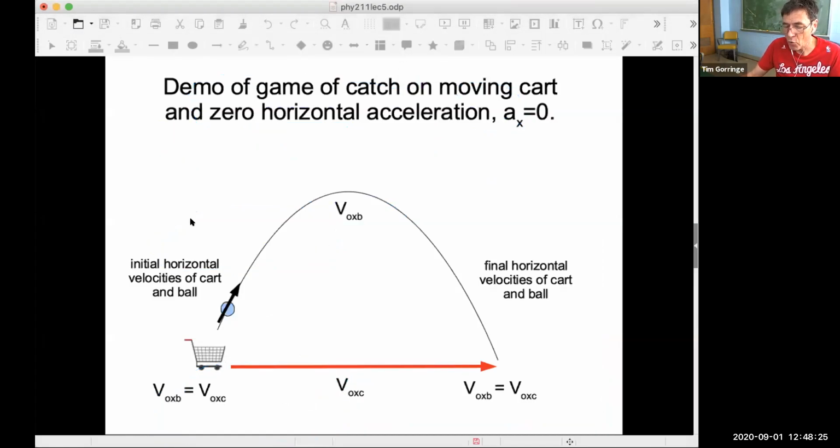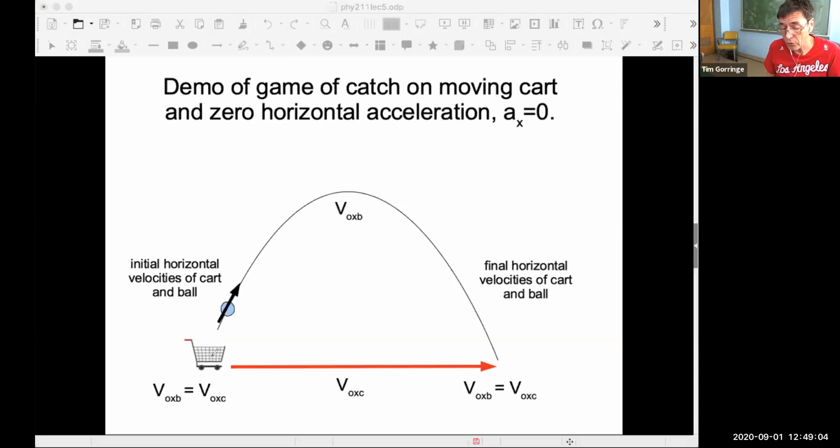Okay, I want to show you one more demonstration to convince you that the motion of a projectile in the horizontal direction is a constant speed, constant velocity. So the motion of the projectile in the vertical direction is under the acceleration of gravity, but the motion of the projectile in the horizontal direction is with just constant uniform velocity. And so I'm going to show you a second demonstration here.